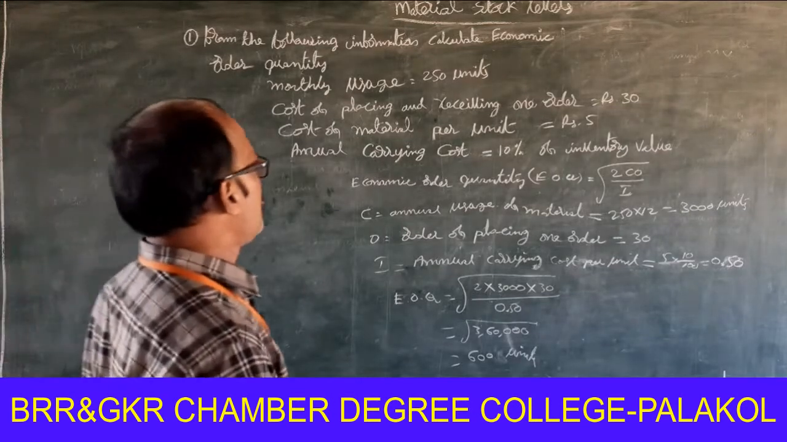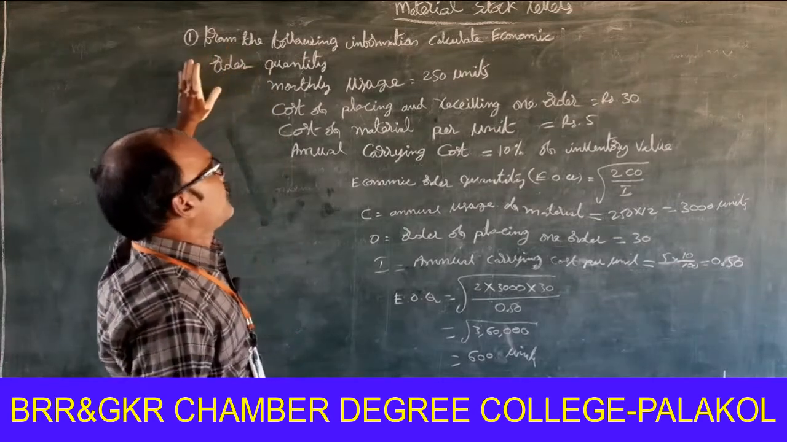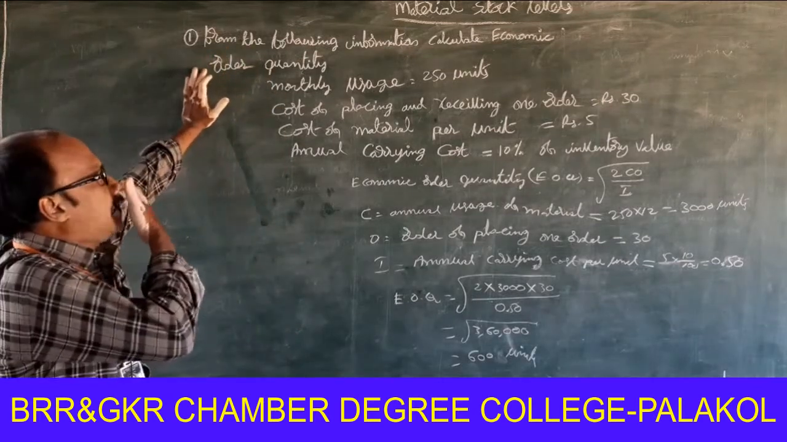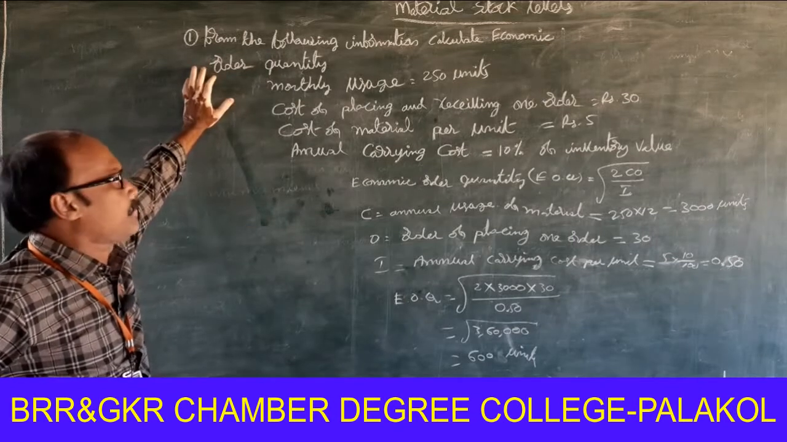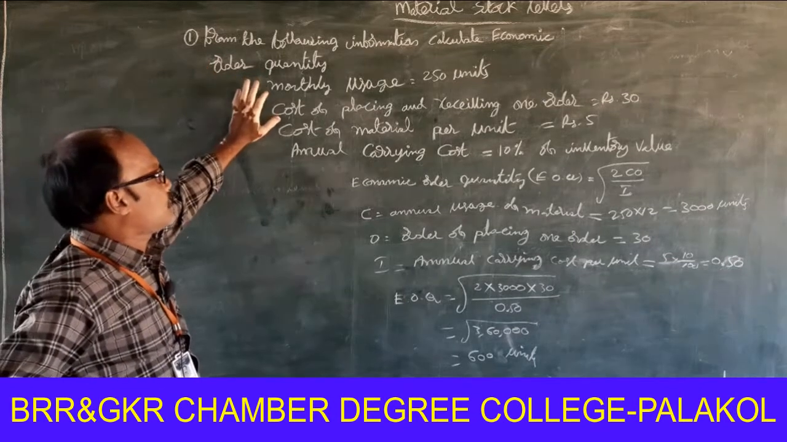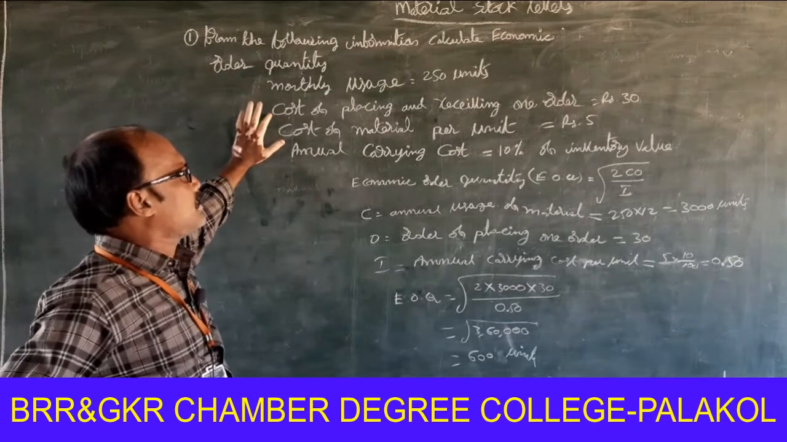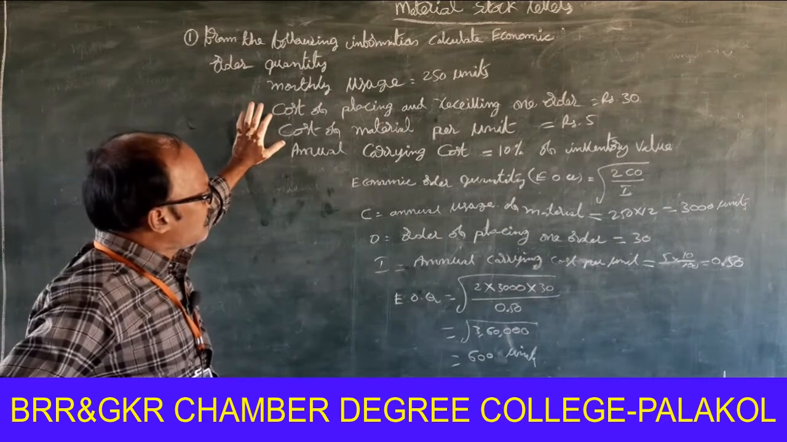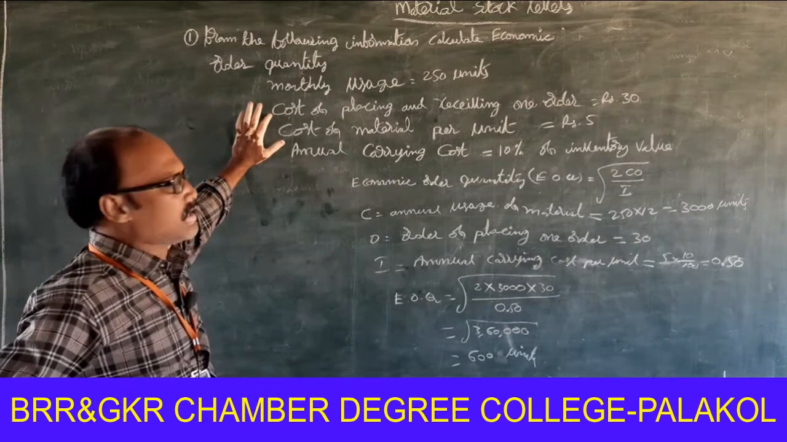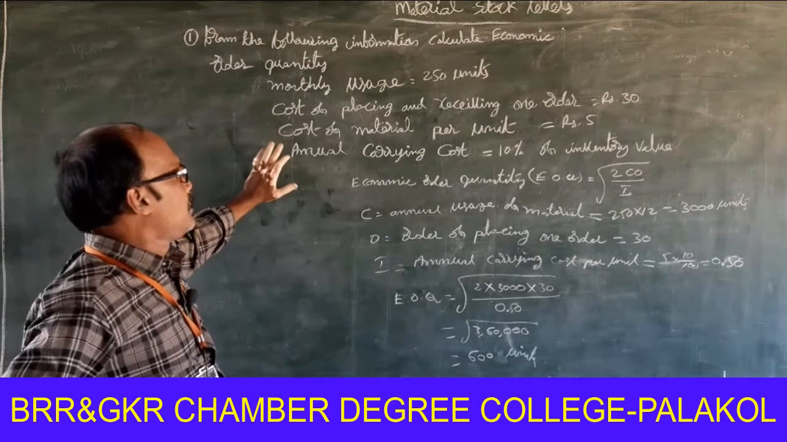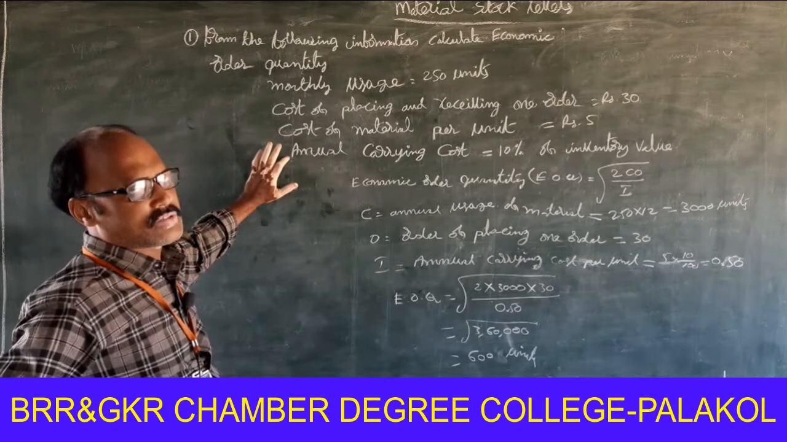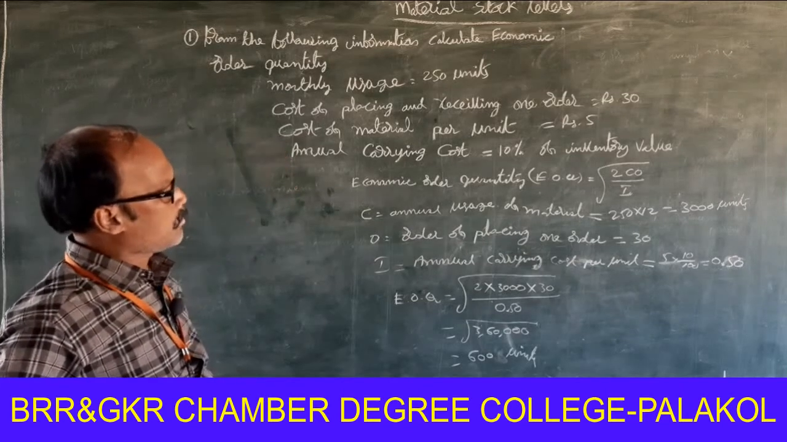Once again, from the following information, calculate EOQ, that means economic order quantity. Monthly usage 250 units. Cost of placing and receiving one order 30 rupees. Cost of materials per unit rupees 5. Annual carrying cost 10% of inventory value. Okay, no problem at all.